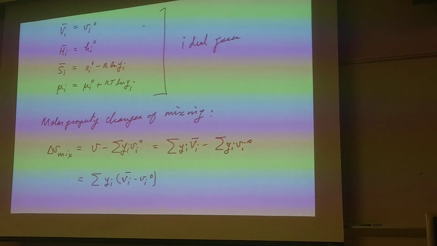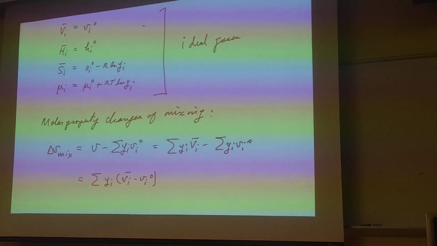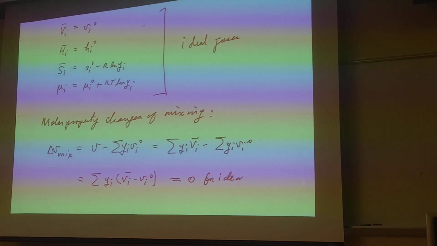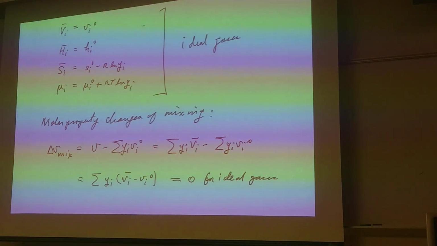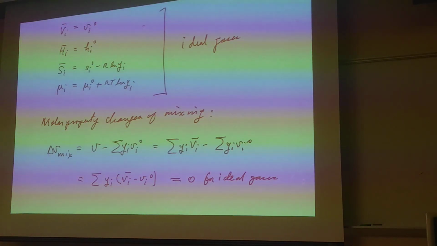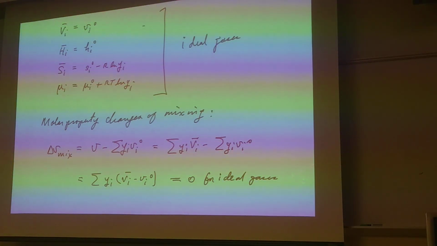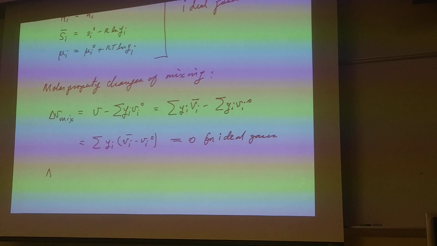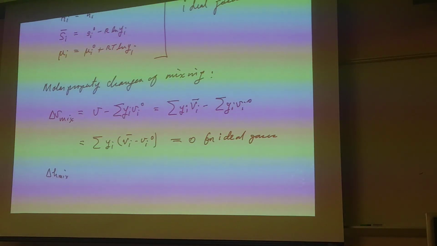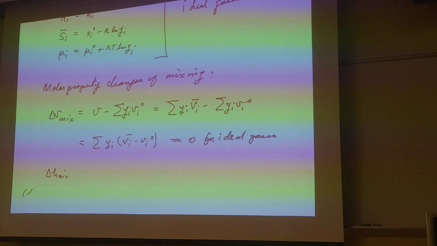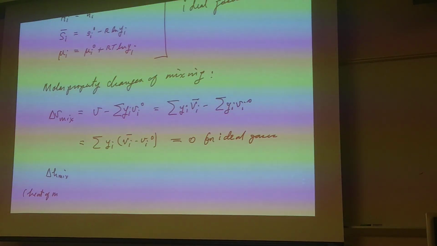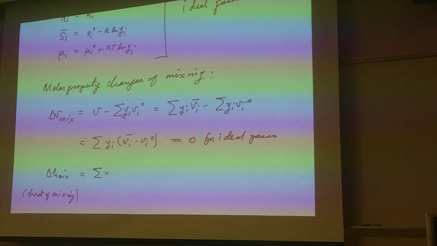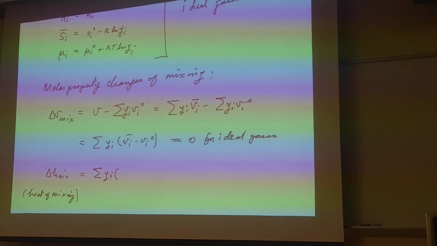So that's, I haven't made any assumptions about the behavior, but for ideal gases, it's 0. Because the partial molar volume is just equal to the respective pure component molar volume. And I could make the same statement for ideal gases that the molar enthalpy change of mixing, that is also called the heat of mixing. And of course, if it were a solution, I'd write it in terms of x's.